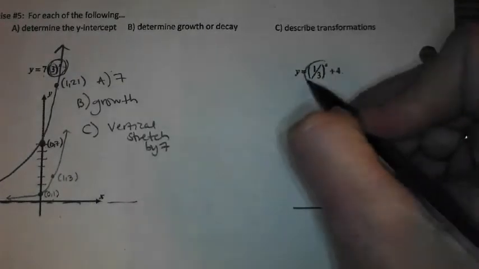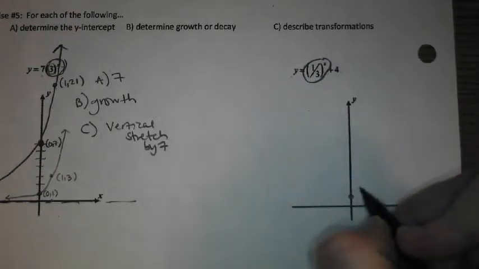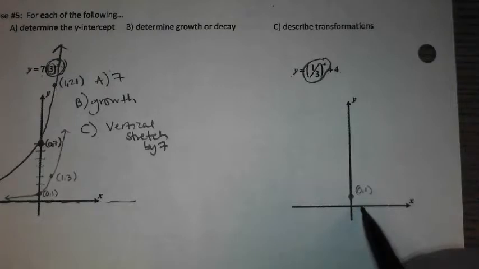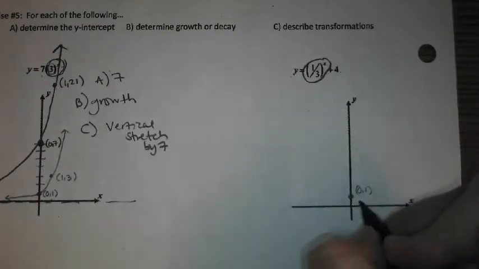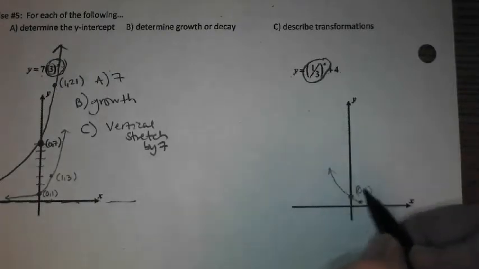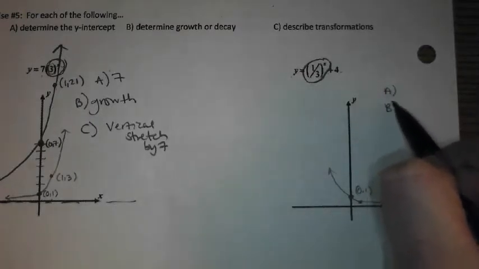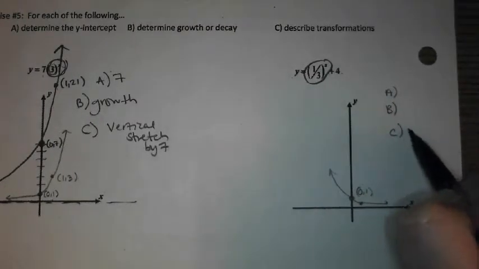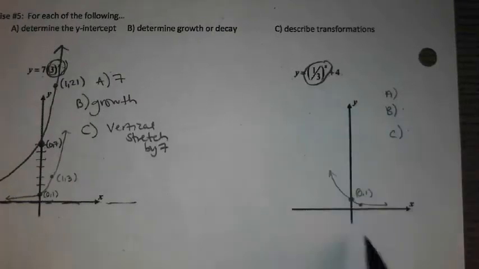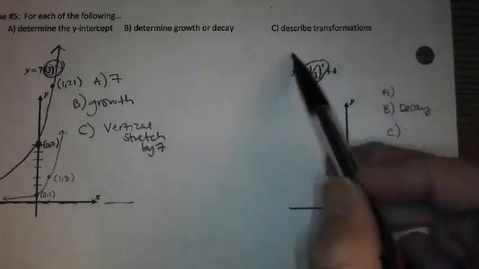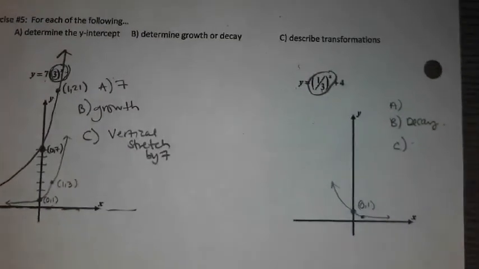Now our parent graph is 1/3 to the x power, so that's 0, 1 and 1 comma what? 1 comma 1/3. So there's our parent graph. Is this part B, growth or decay? Decay. You can see it shrinking, and you can see the base is less than 1.